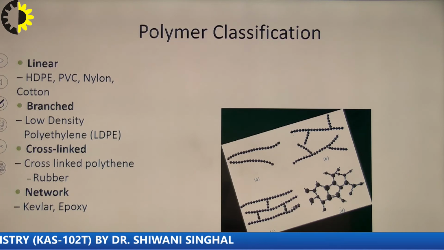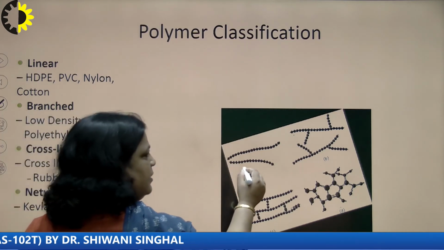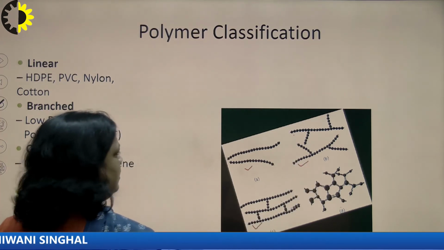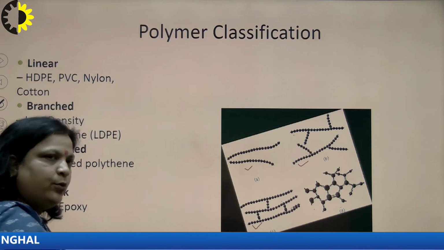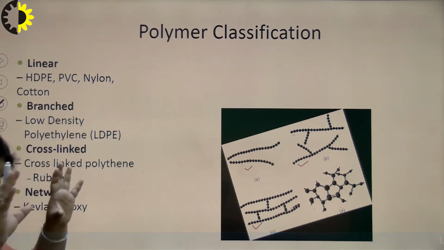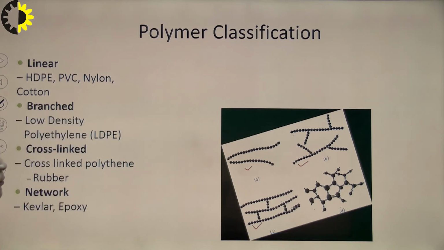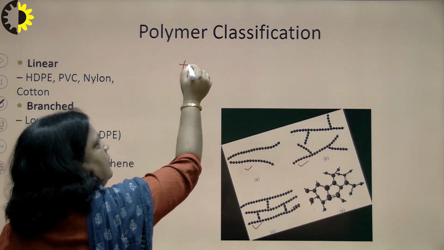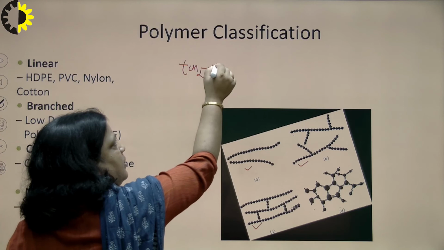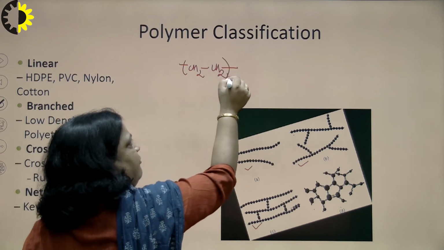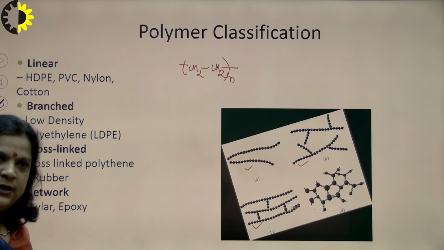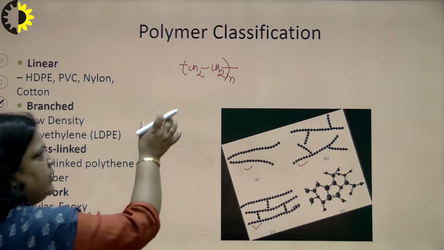On the basis of structure, it may be linear, it may be branched, it may be cross-linked, or it may be a 3D network, like a web. But for example, let us take polythene. If we take whether it shows a linear structure or a branched structure, it will always show its structure like this.